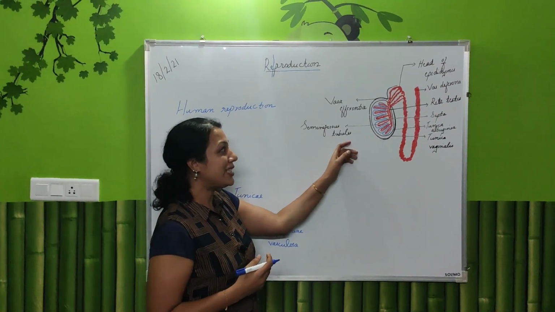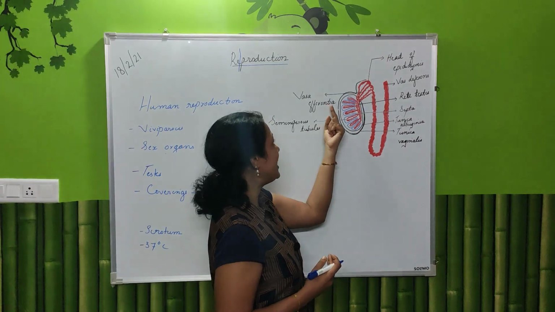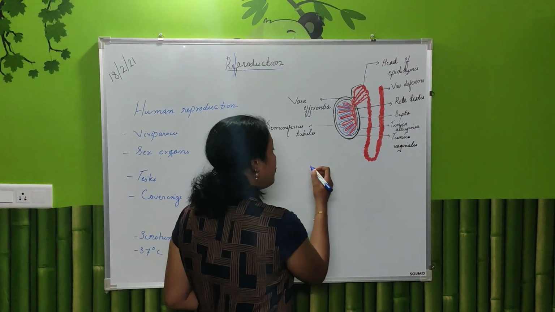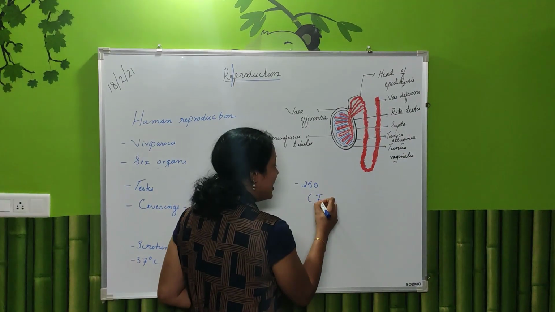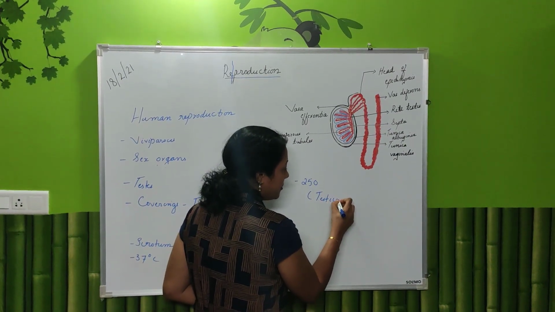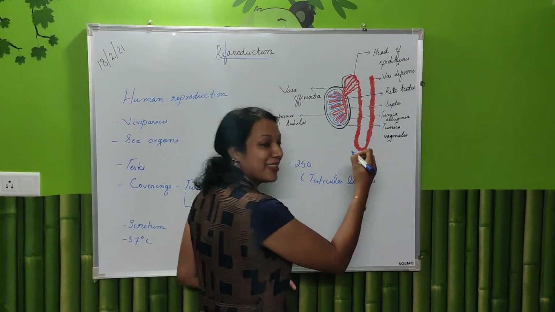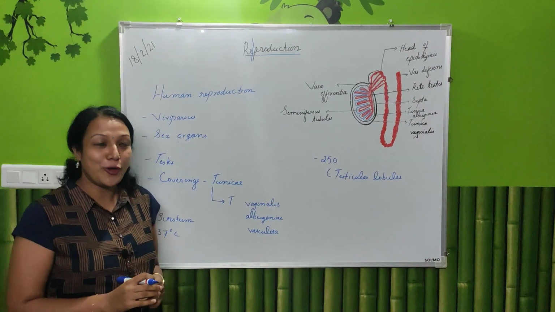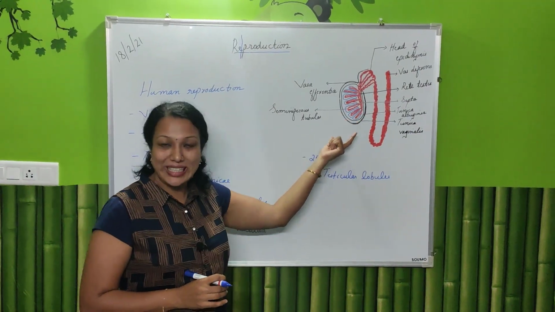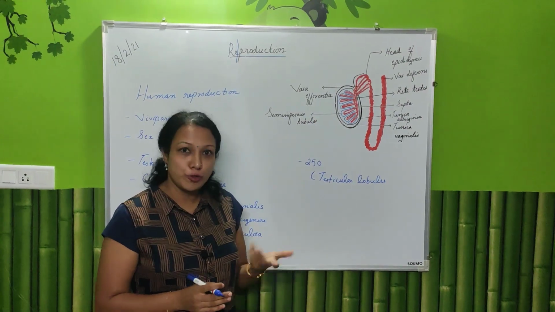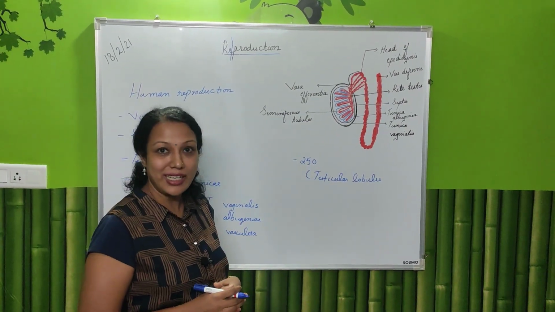Okay, now look at the structure of testis. Oval shape, right? The testis is divided into 250 compartments. Okay, 250 compartments. This we will call testicular lobules. All the keywords I am writing here. I hope you are able to follow. It's a board 5-mark question with diagram, or it can come for 3 marks also. Now we have lots of NEET questions from this side.